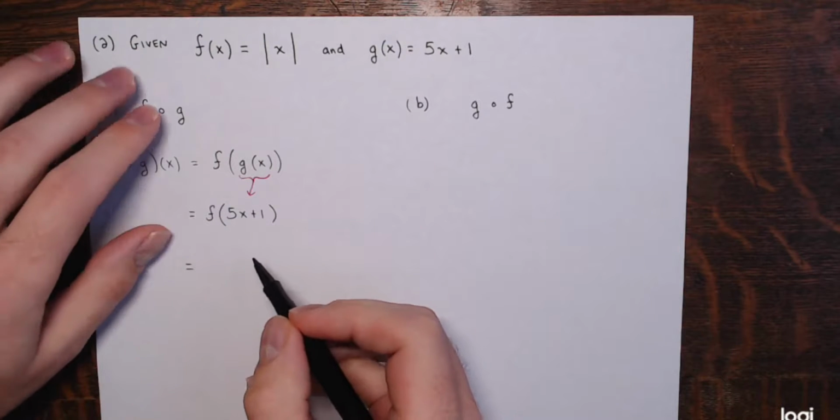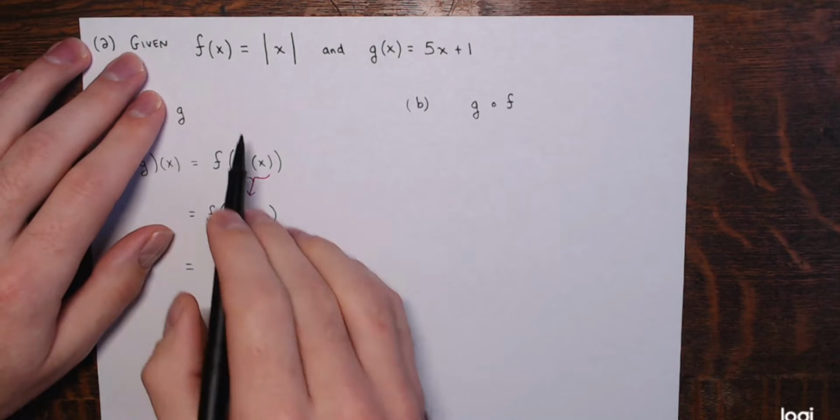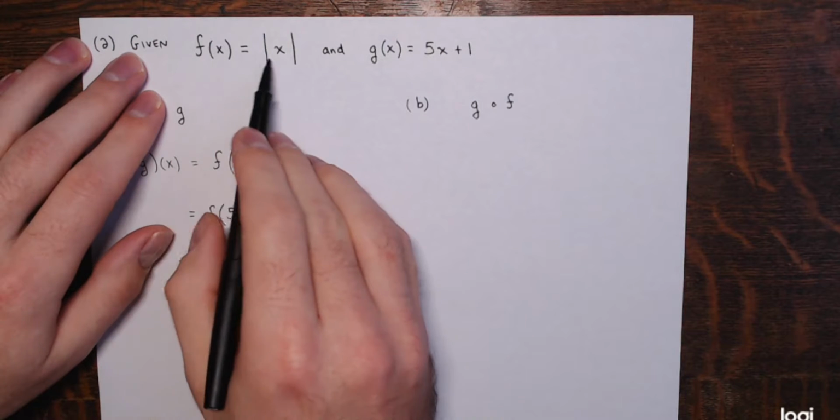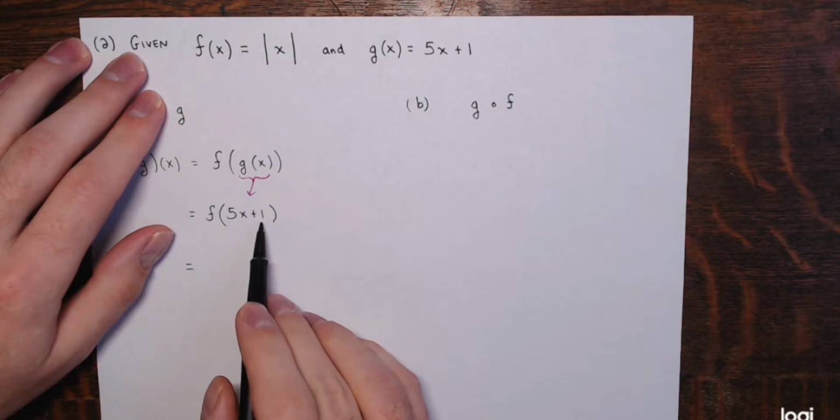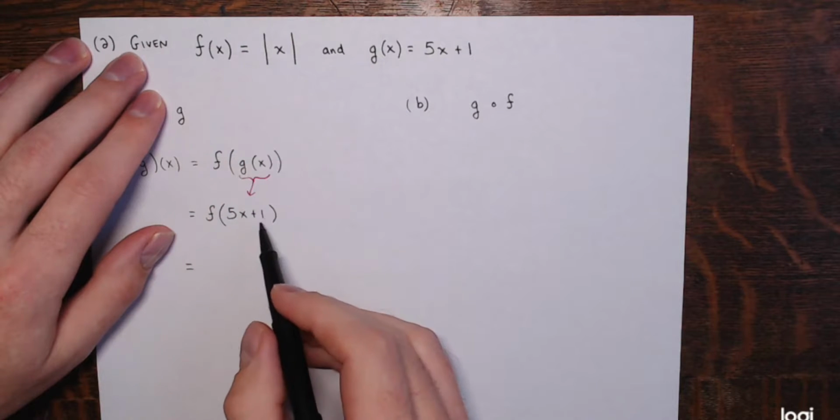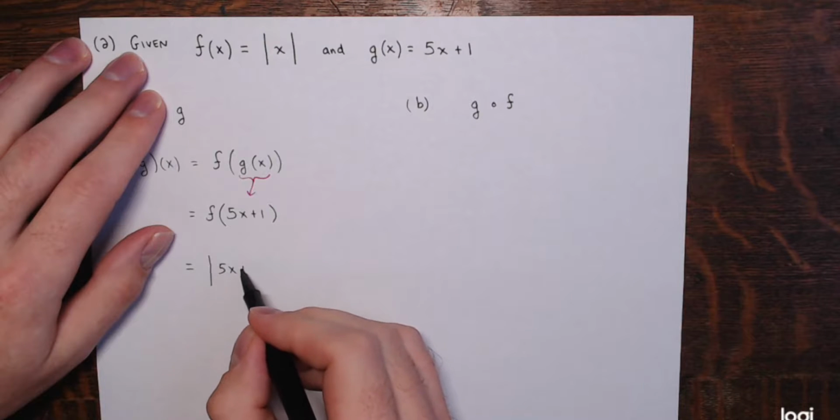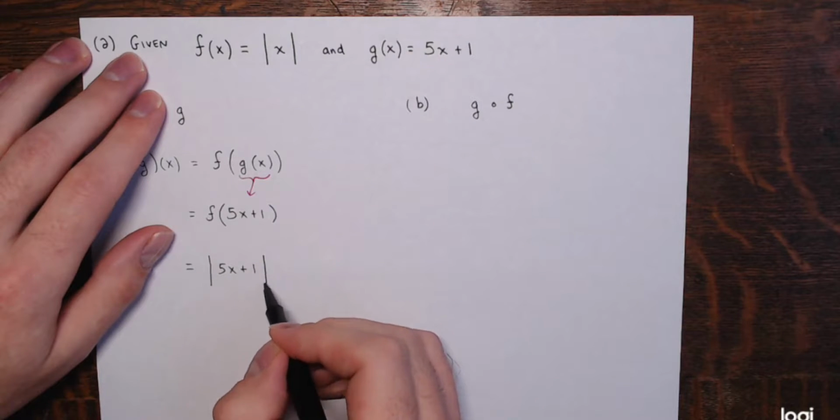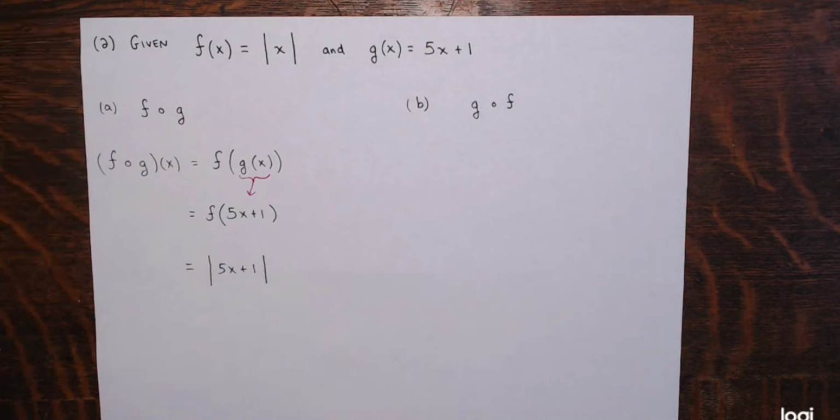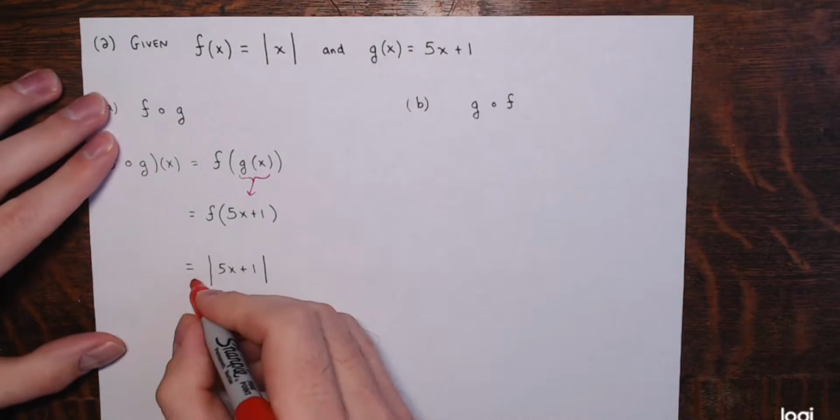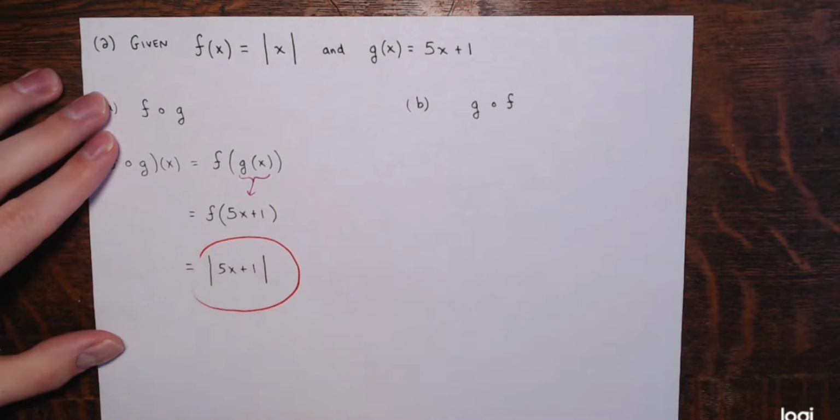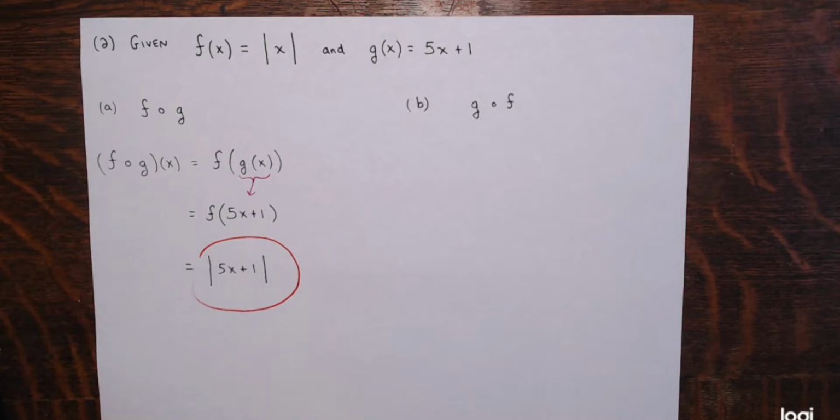So if I put that into f, that just means the x's in the f rule get replaced by 5x plus 1. So instead of the absolute value of x, it's now the absolute value of 5x plus 1. There you go. There's f composed with g of x, the absolute value of 5x plus 1.